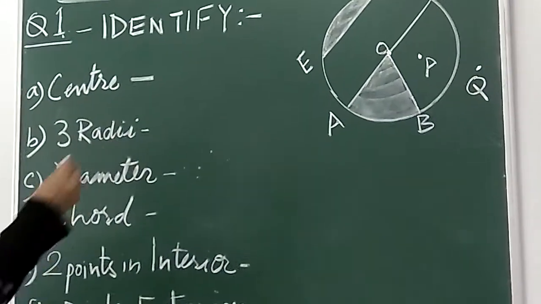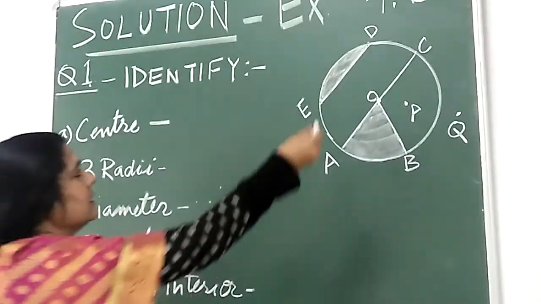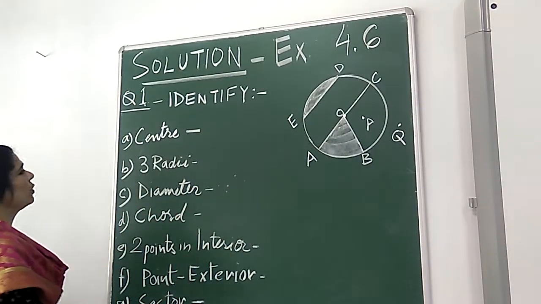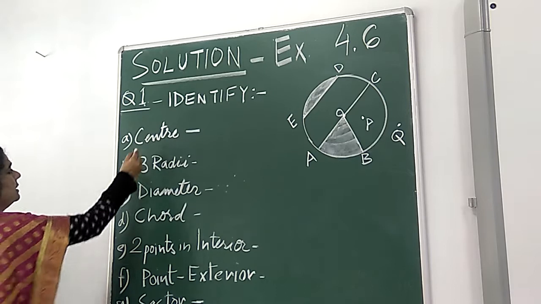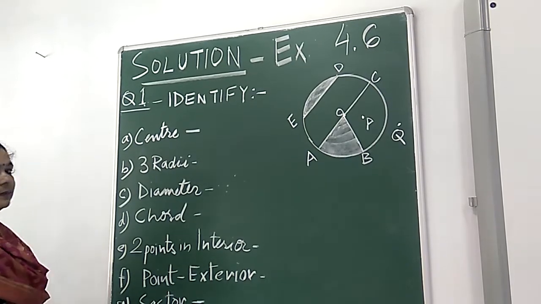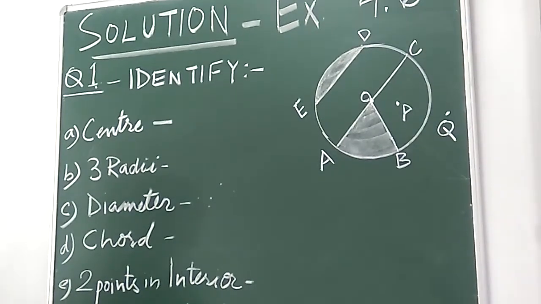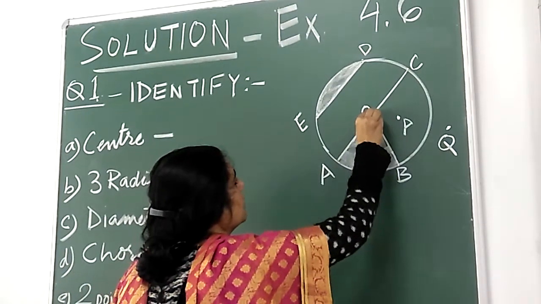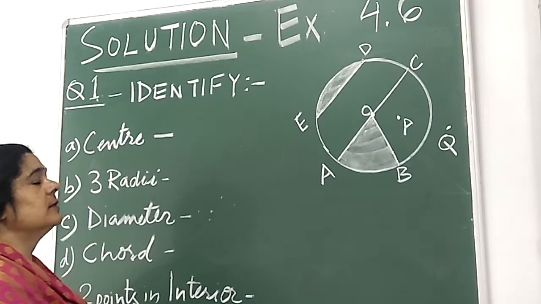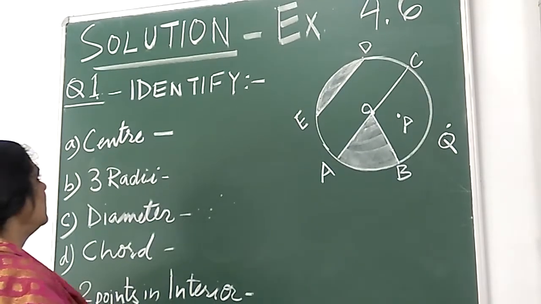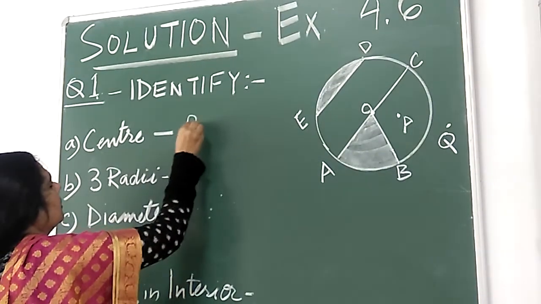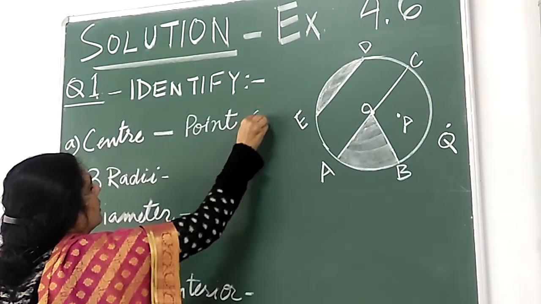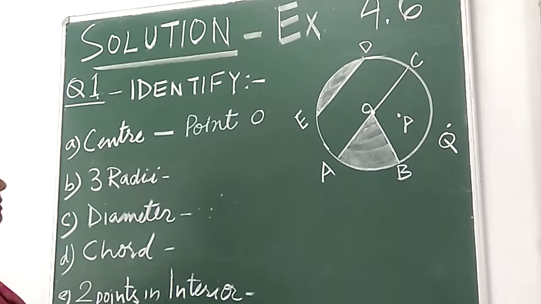Identify these things. Now this is a circle. And these are given. Now first what we have to find out, what is the center of a circle? So this is point O. You know midpoint. This point O is the center of the circle. So you will write point O. It is the center of the circle.